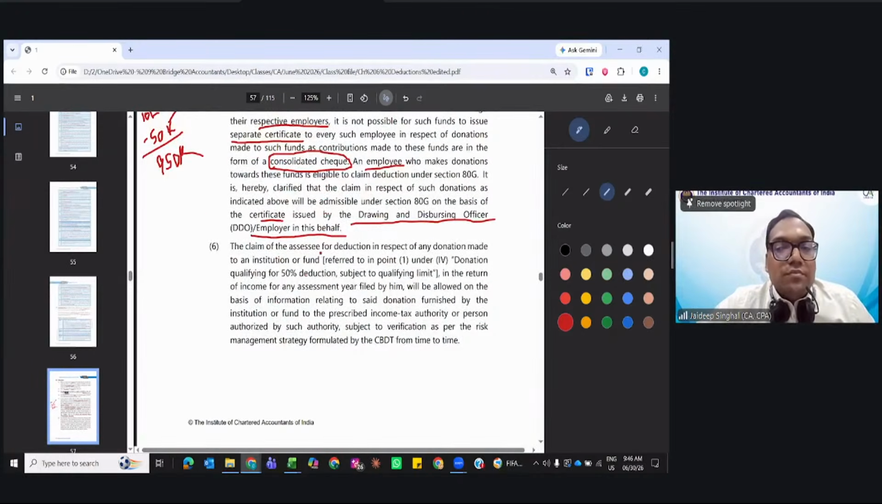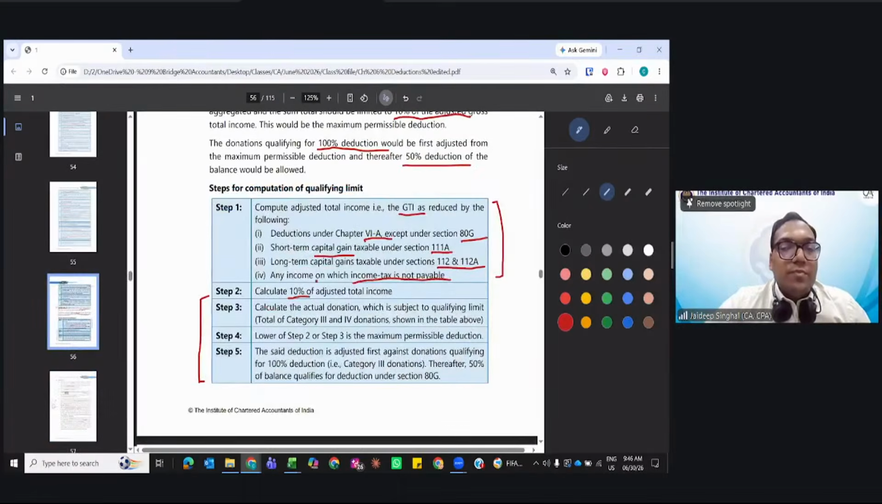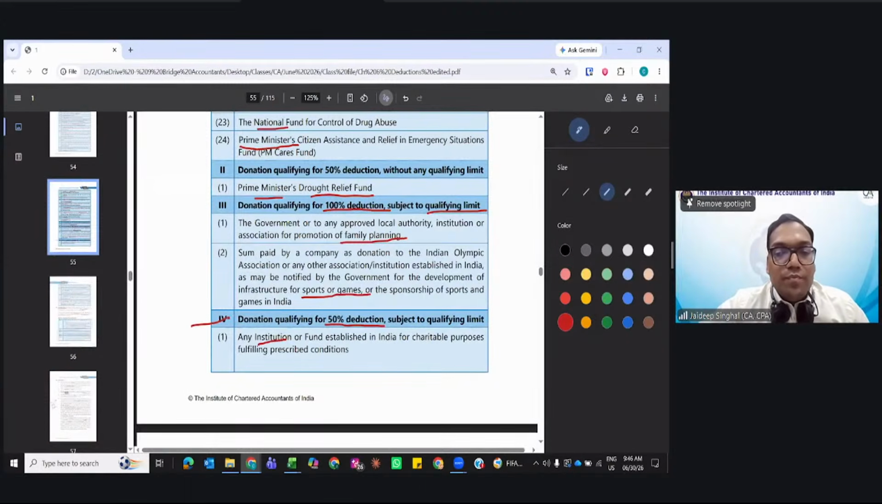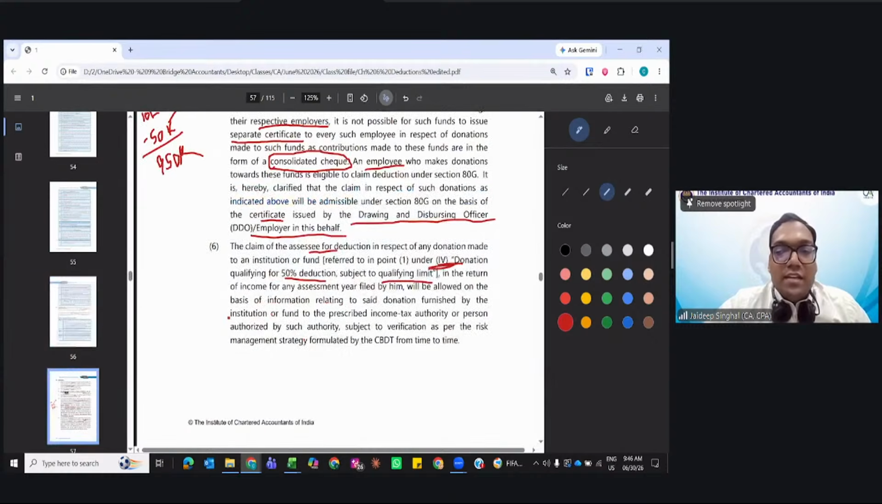Next, this is about the new requirement. The claim of the assessee for deduction in respect of donation made to an institution or fund under points 1 to 4 above, that is, donation for 50% deduction subject to qualifying limit, will be allowed in the return of income for the assessment year on the basis of the donation statement furnished by the institution to the prescribed authority or person authorized by the authority.